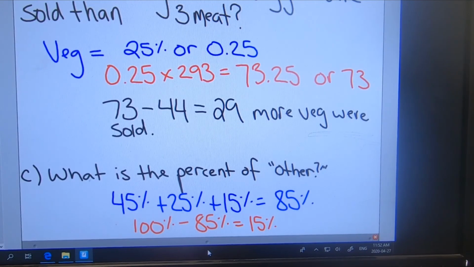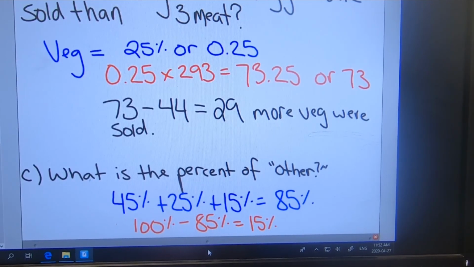Guys, there's a lot more we can do with this, but this is the basics of it. Take your percent, turn it to a decimal, multiply it by the total, and that gives us how much of each percent, or what each percent actually represents of the total. Doing this is what we call finding percent of a number. Okay, we're finding the percent of a specific number. So in this case, it was 293. So 25% of 293 is 73.25, or just 73 pizzas.